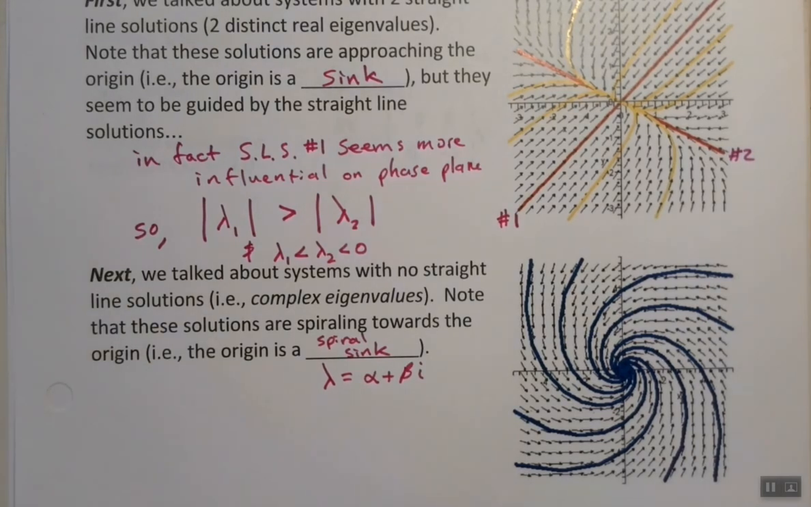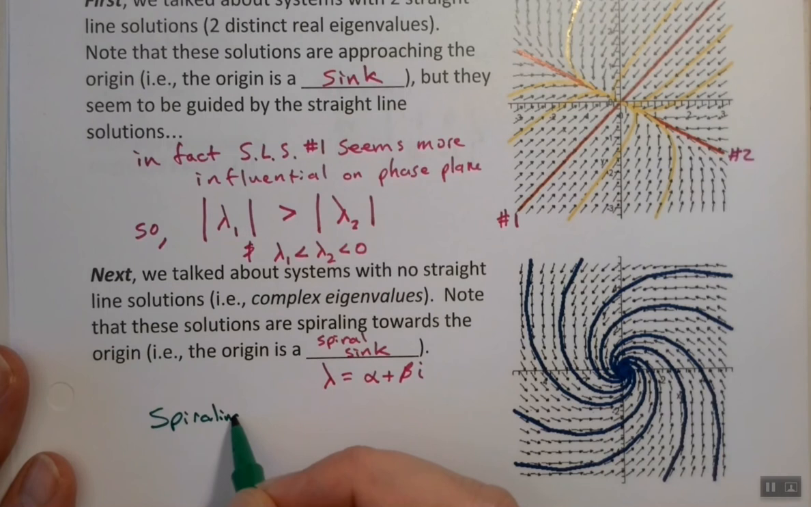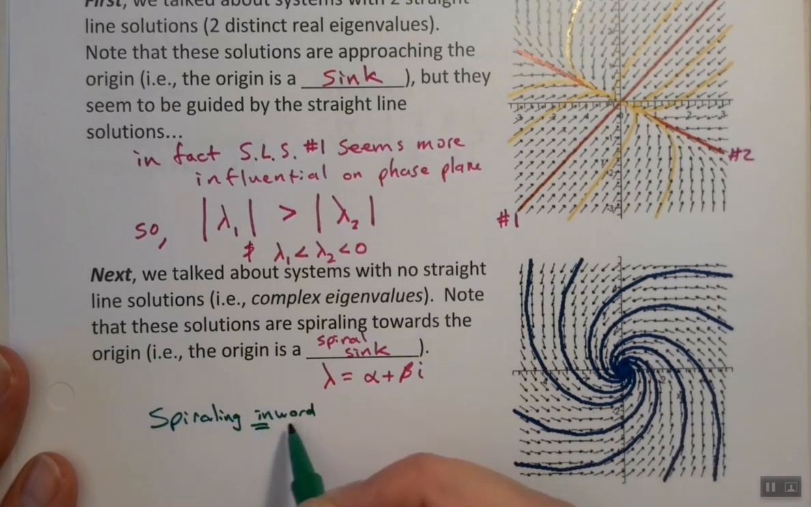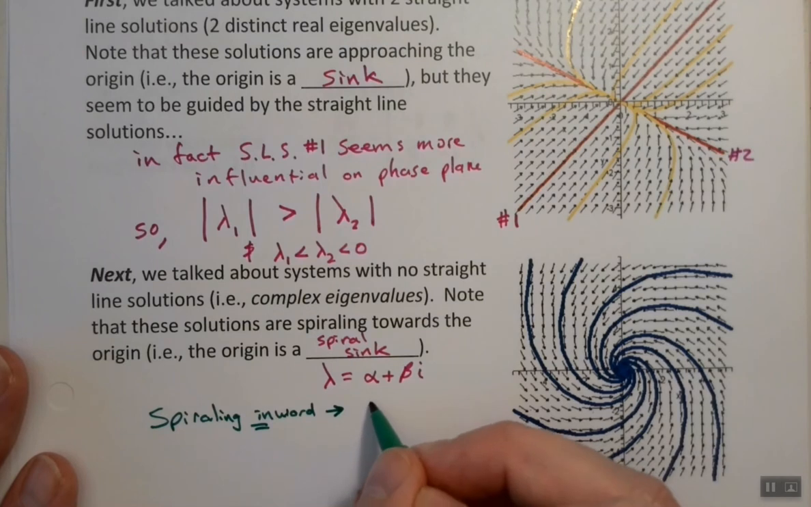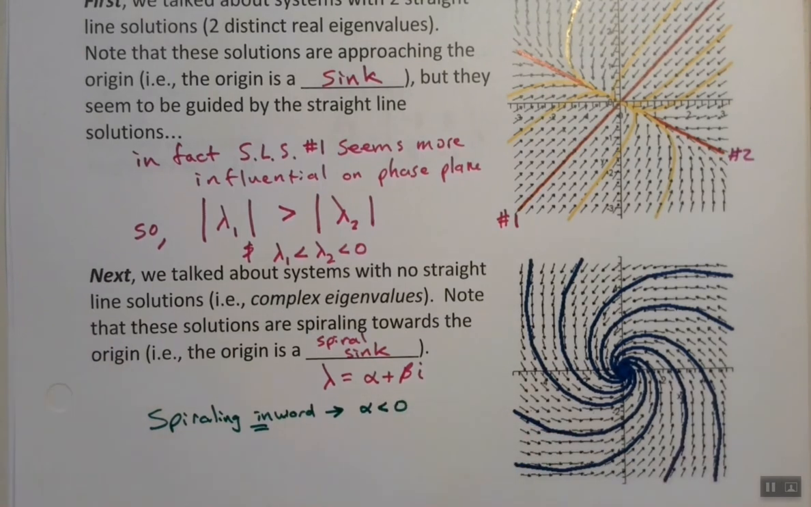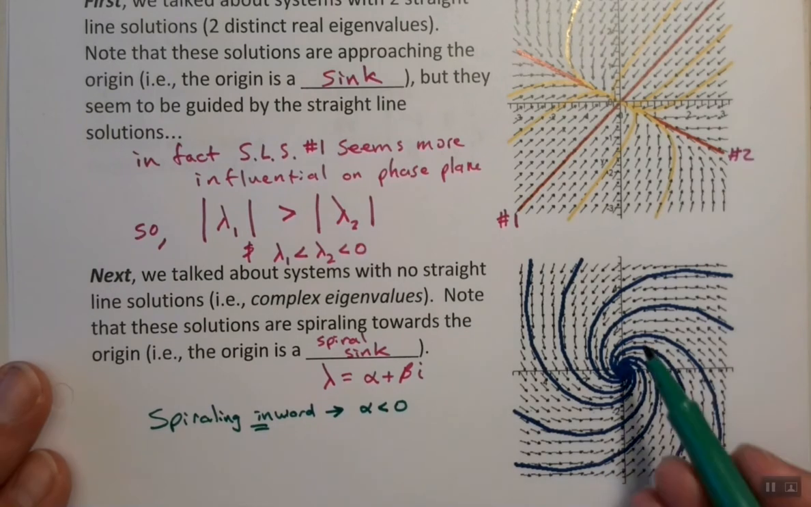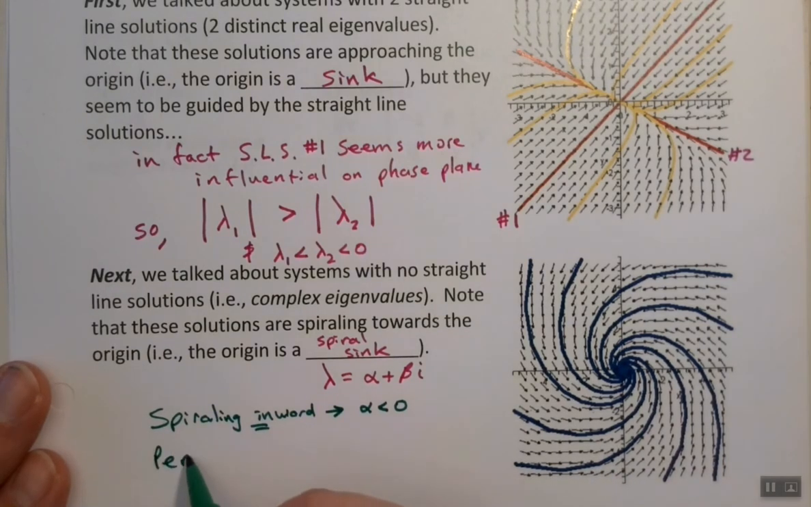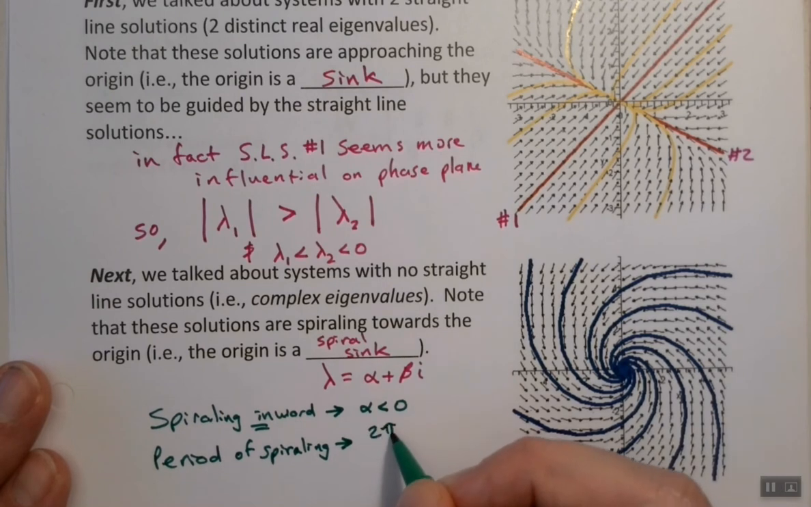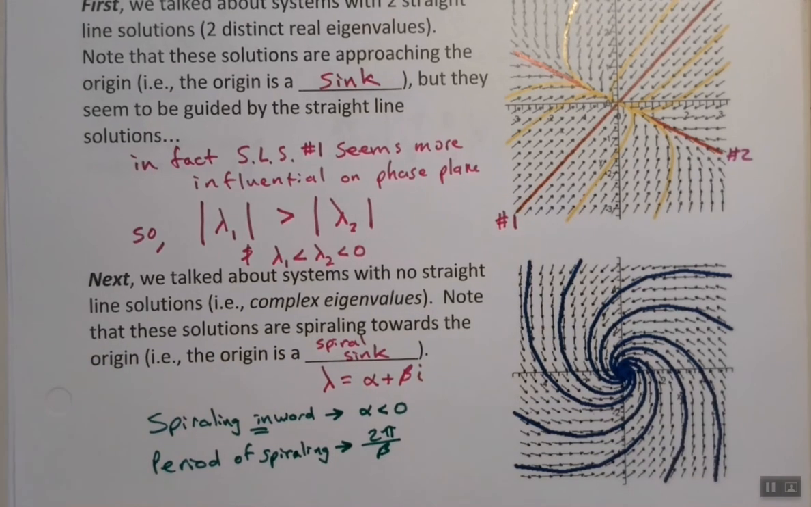Since we know that it's spiraling inward towards the center, that means that alpha must be less than 0. The real number alpha has to be smaller than 0 because we're talking about spiraling inward. That's what the alpha determines. And if I want to know how quickly this thing is spiraling in, the period of the spiraling, I can get that by taking a look at beta. 2 pi over beta is exactly what's equal to my period of spiral.